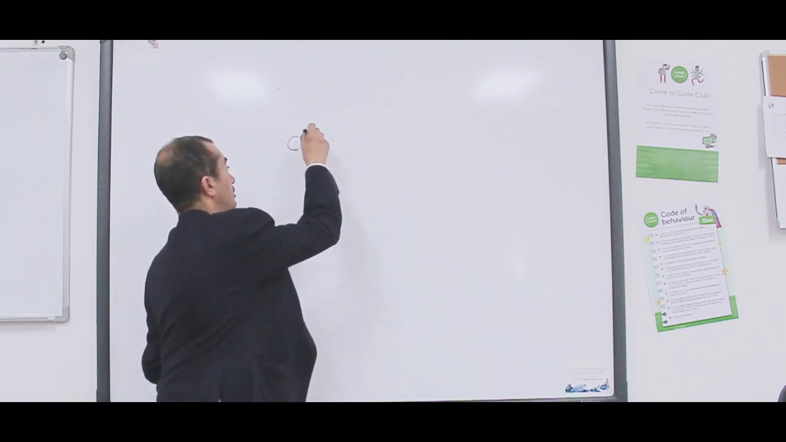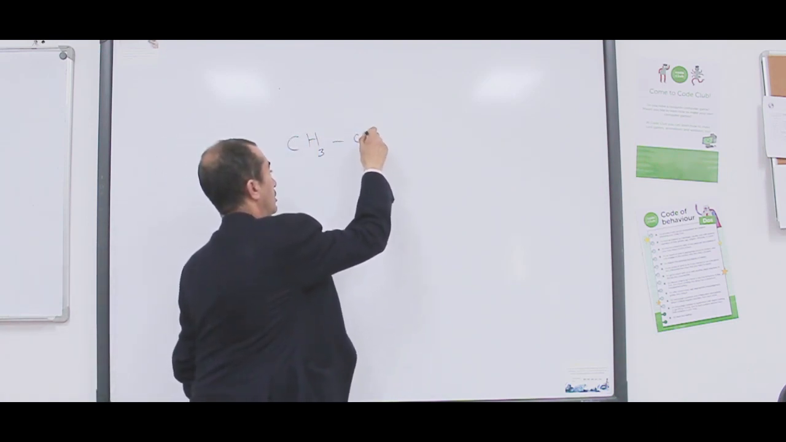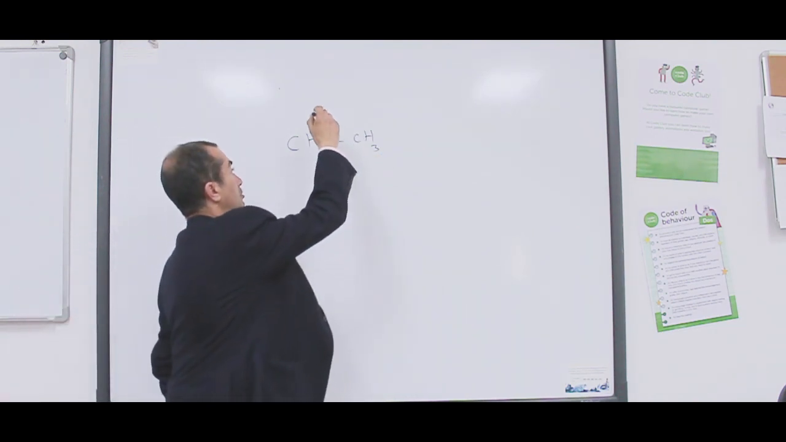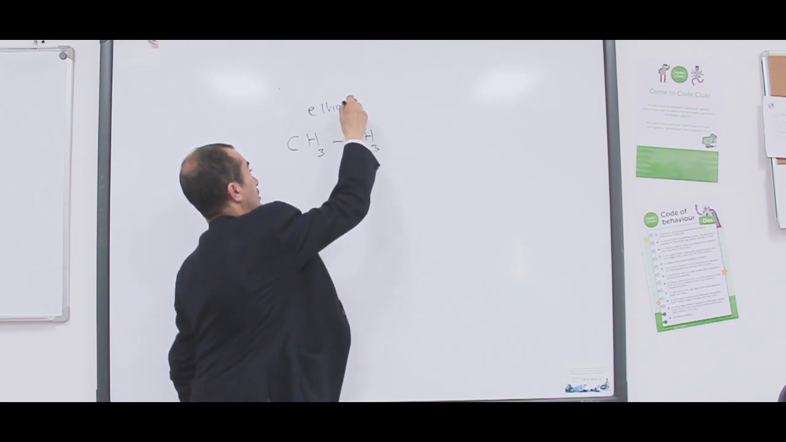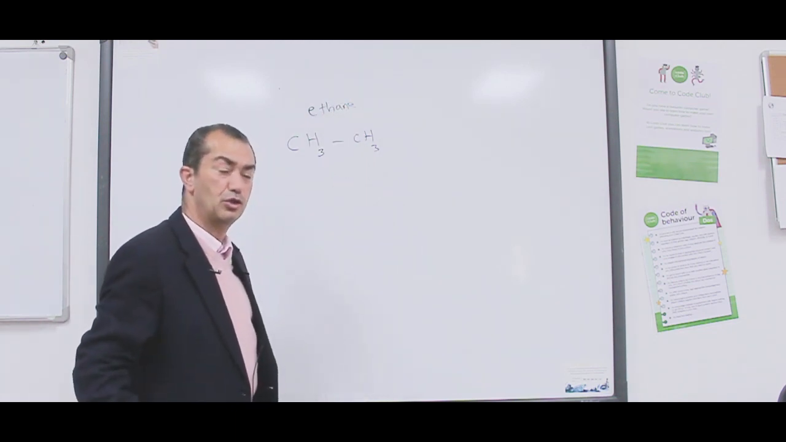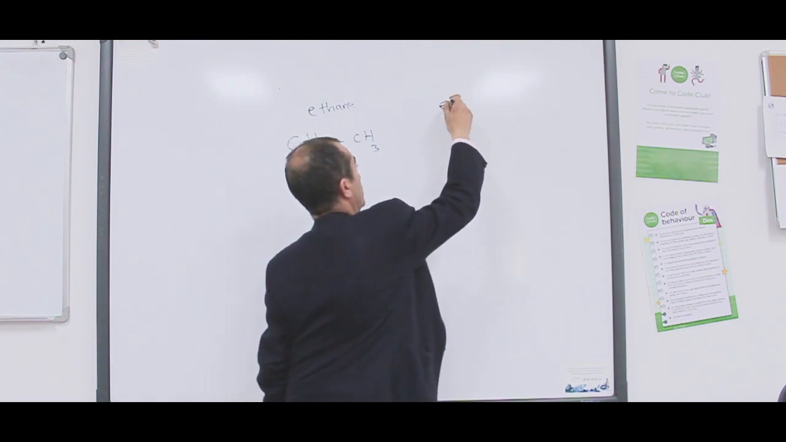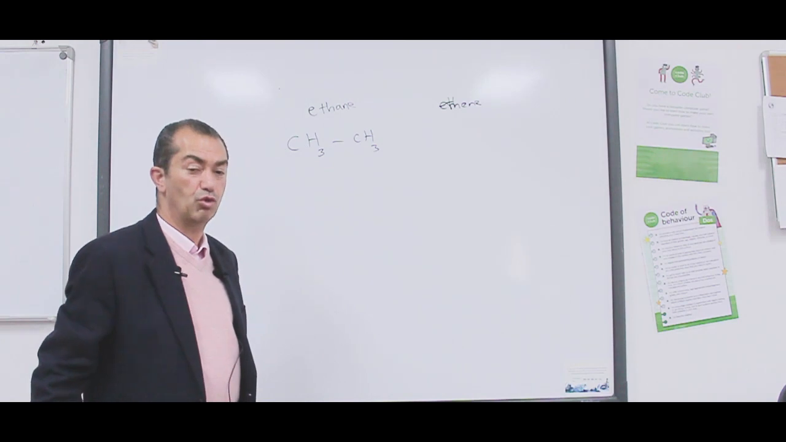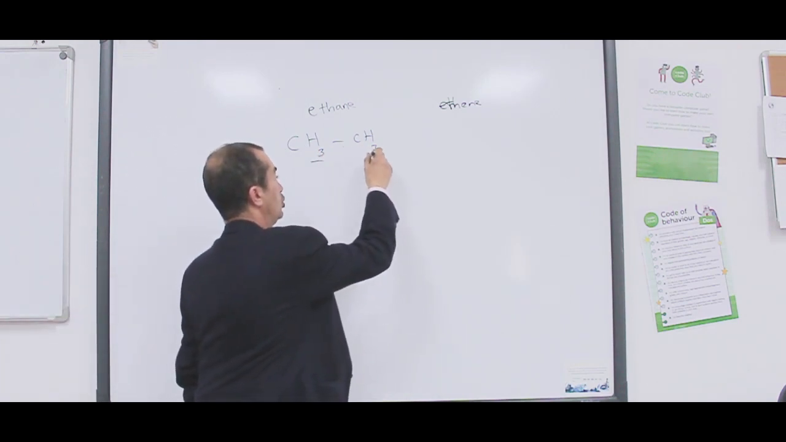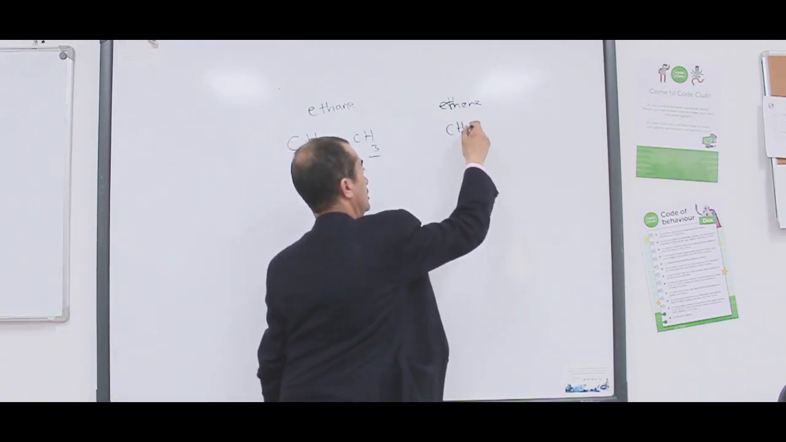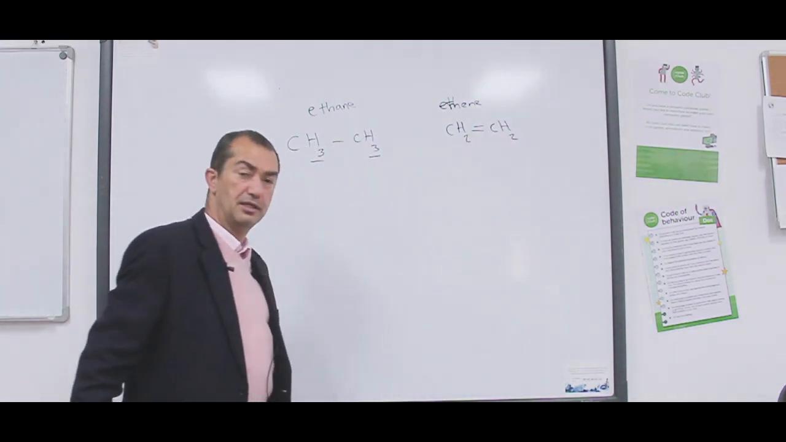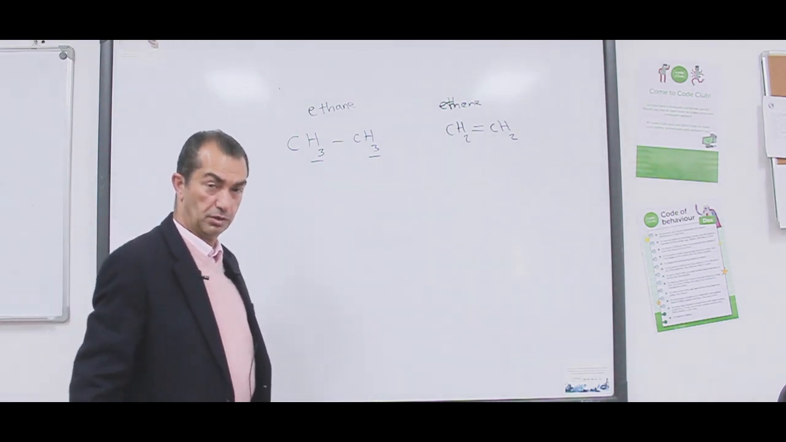Can you remember what this is? This is ethane. Who can convert ethane into ethene? How can you convert it? We are going to remove two hydrogen atoms. So it's CH2=CH2, putting a double bond instead of these two hydrogen atoms.